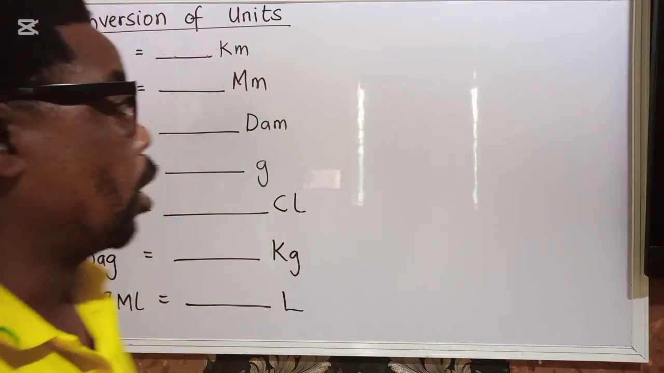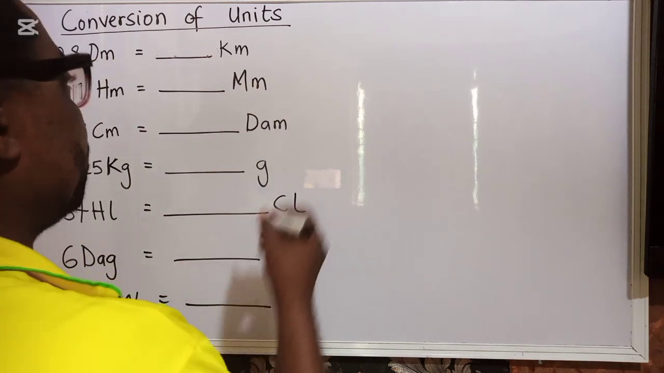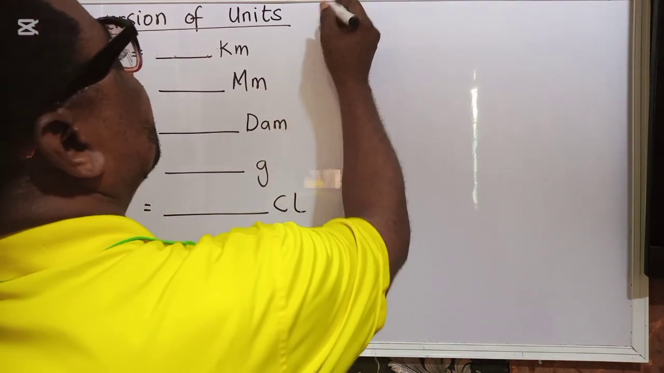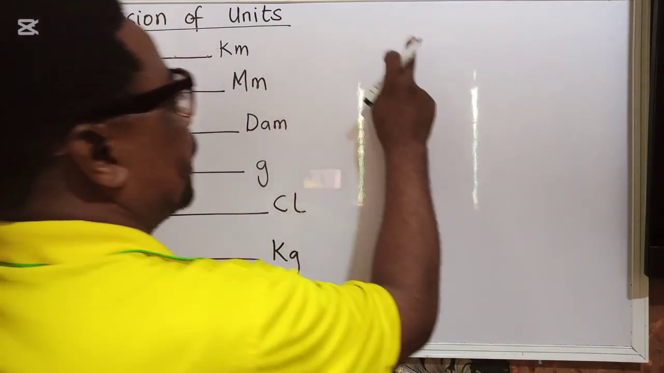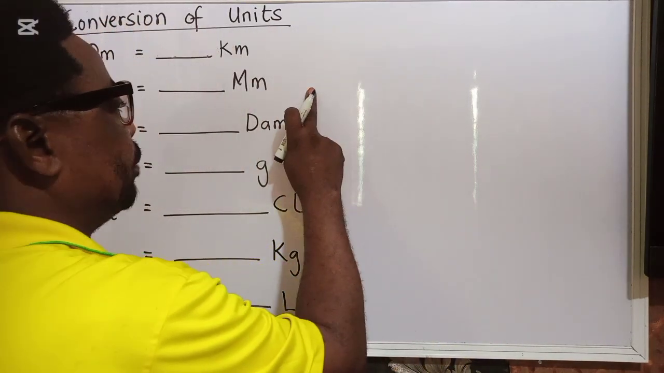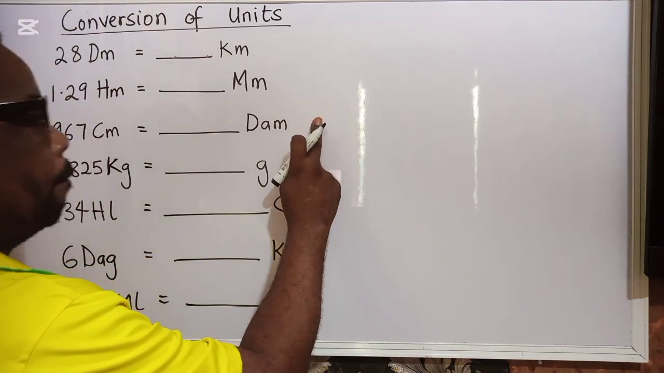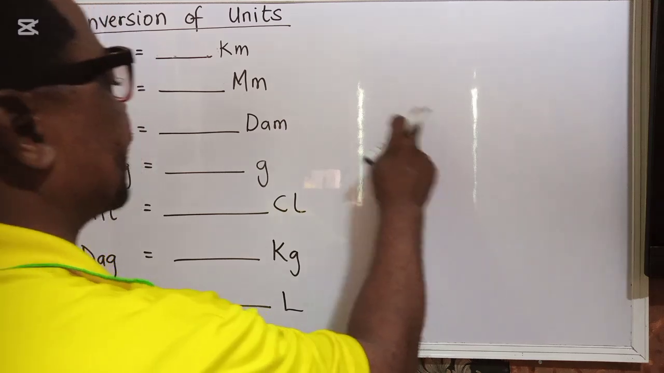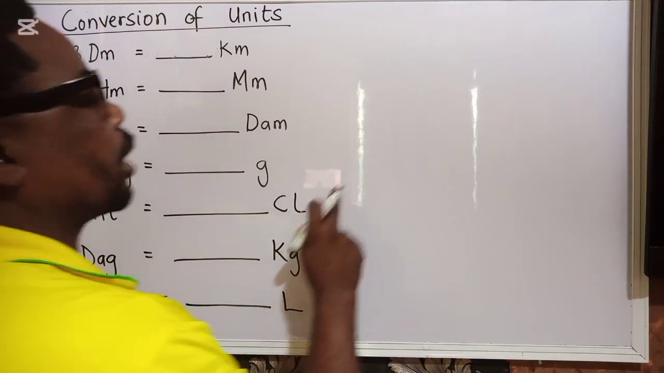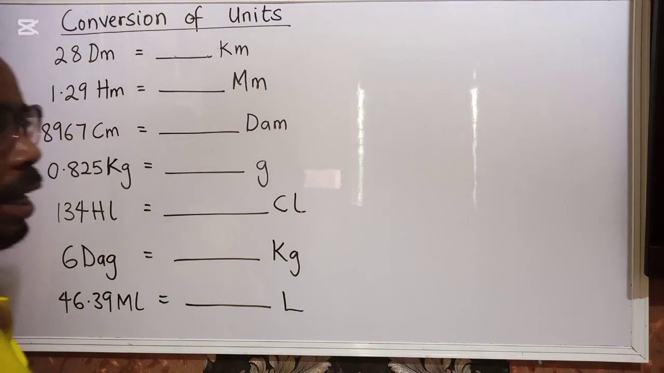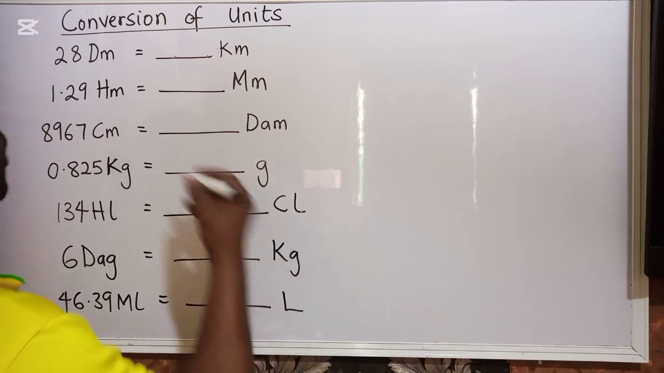So actually this is very simple mathematics. I'll be introducing the table here so that you get to know. From the onset we have 10 millimeter make 1 centimeter, 10 centimeter make 1 decimeter, 10 decimeter make 1 meter, then 10 meter make 1 decameter, 10 decameter make 1 hectometer, 10 hectometer make 1 kilometer. The same thing goes for liter and the same thing goes for gram. So let us look at this table.